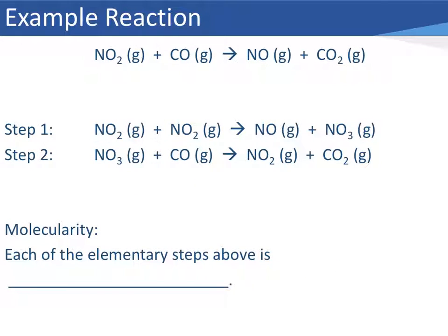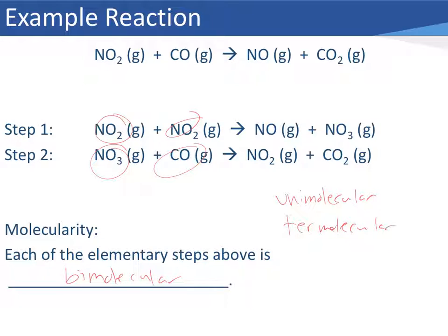The idea of molecularity: in each of the elementary steps above, it is bimolecular because there are two species that must collide, two molecules or two particles that must collide. We can have a unimolecular, or we can have termolecular, and termolecular means 3 species, unimolecular means 1, and bimolecular means 2. So this is going to relate to order of reaction. Something that is unimolecular has an order of reaction of 1. Something that is bimolecular has an order of reaction of 2. Something that is termolecular would have an order of reaction of 3.